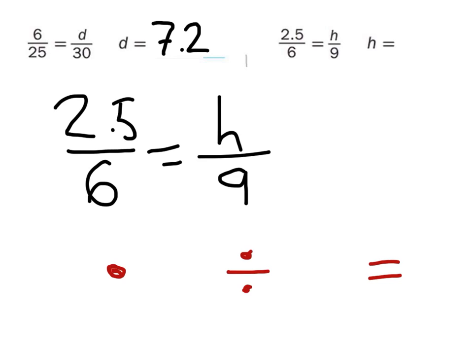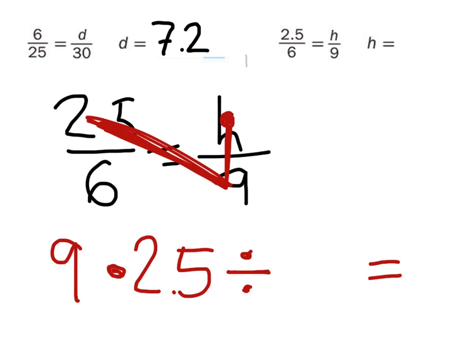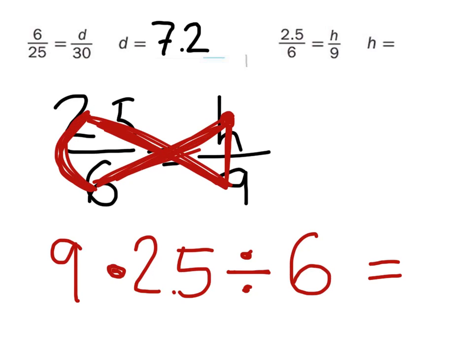So where do we start? H. Do we go up or down? Down to the 9. There's 9. Make the line thicker. Cross over to 2.5, and come back down to the 6. That'll give us H. There you go, there's my fish.